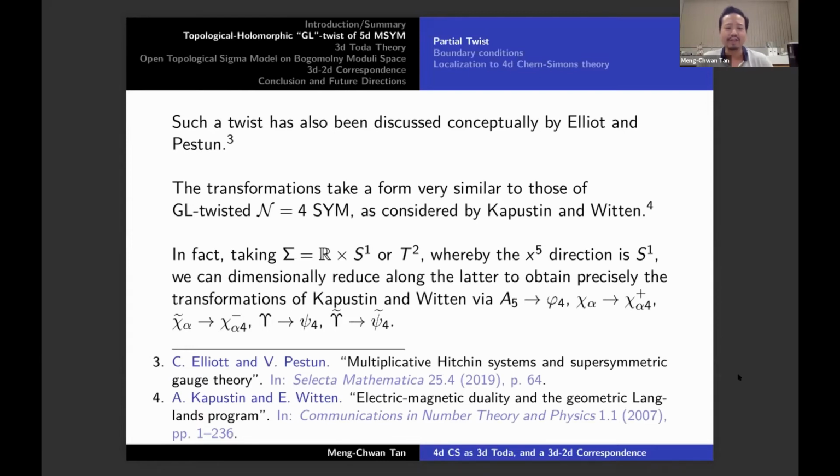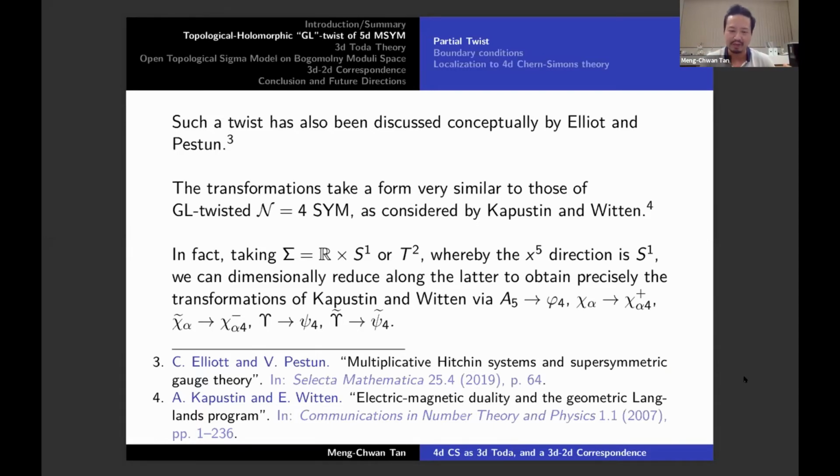In fact, if you take the Riemann surface that we have, in the holomorphic directions, to be R cross S1 or T2, whereby the x5 direction is S1, and you dimensionally reduce on S1 to reduce the 5D maximally supersymmetric Yang-Mills theory to the N=4 theory in 4 dimensions, the transformations will reduce to that of Kapustin and Witten, with the A5 becoming the R5 in Kapustin and Witten. So these are fields in Kapustin and Witten. Most of it is the same terminology, but the point is that it will reduce to Kapustin and Witten's twist and the field variations.